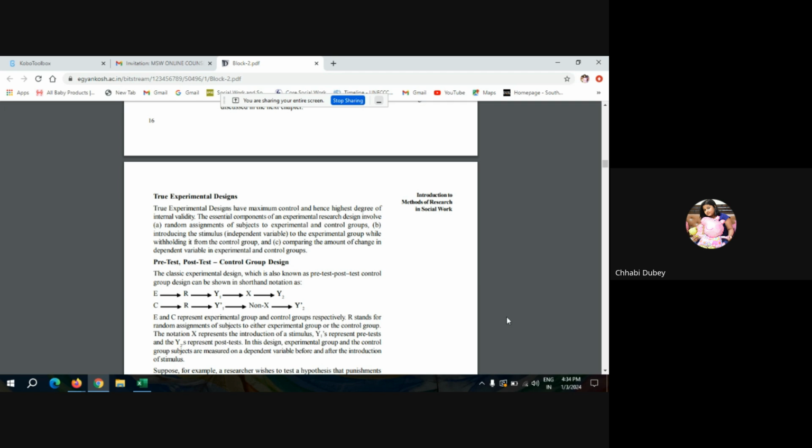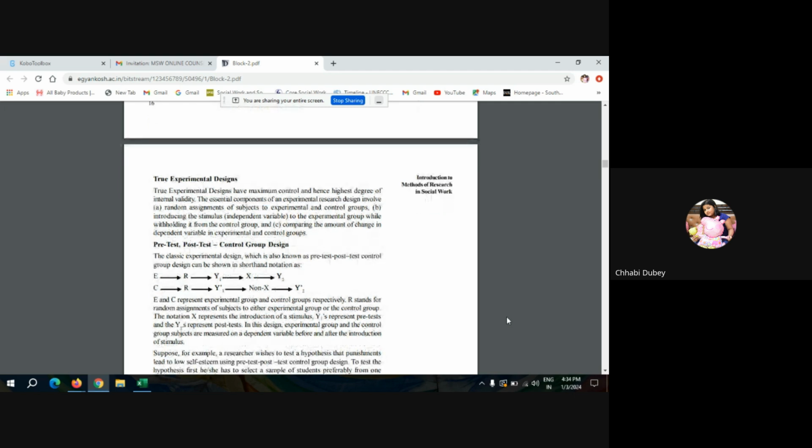So here you basically have the pre-test, post-test control group design. These are classic experimental designs, also known as pre-test, post-test control group designs. They have given it through this notation. Here E and C represent the experimental group and the control group. E is the experimental group where you will introduce a stimulus, and C is the control group where you will not introduce the stimulus.